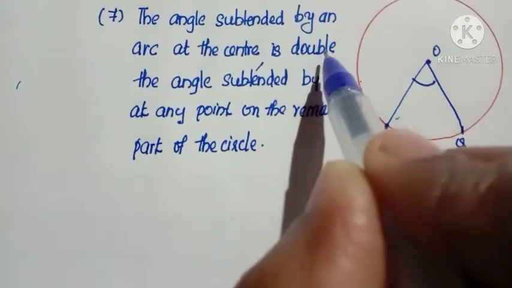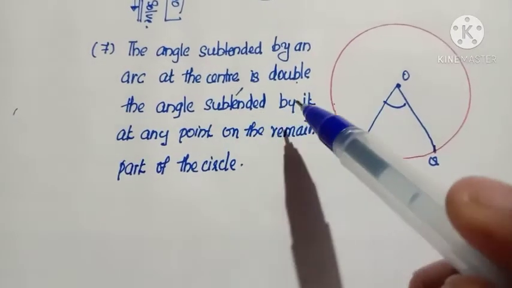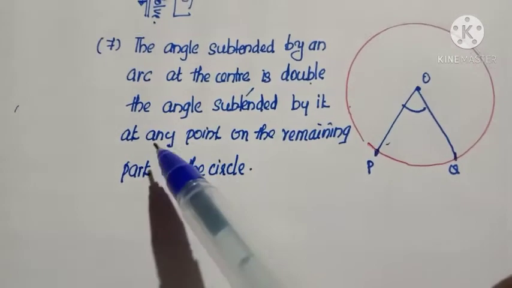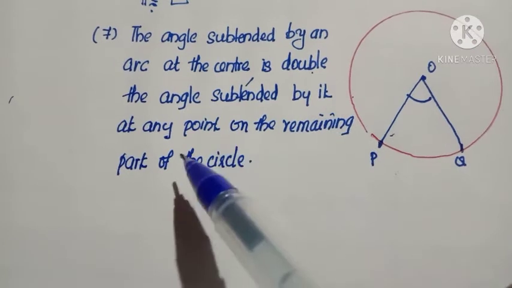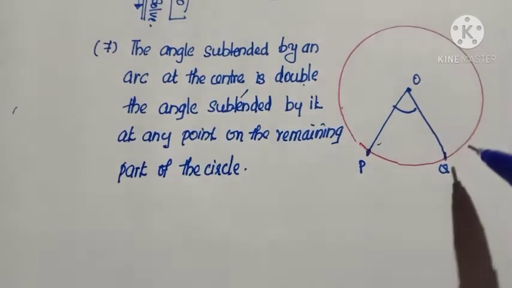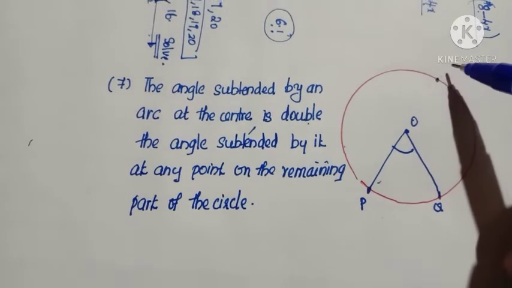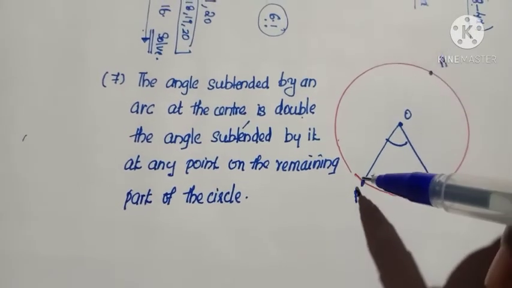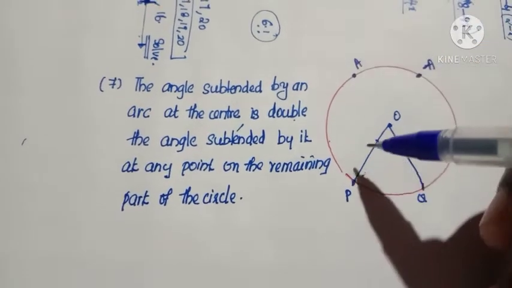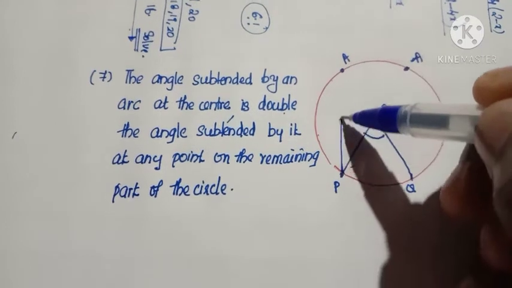It is double the angle, so we need to form another angle. Listen: the angle subtended by it, by the same arc, at any point on the remaining part of the circle. The remaining part of the circle means from P to Q. So from P to Q, take another point, suppose A. The same arc PQ makes an angle at the point A.